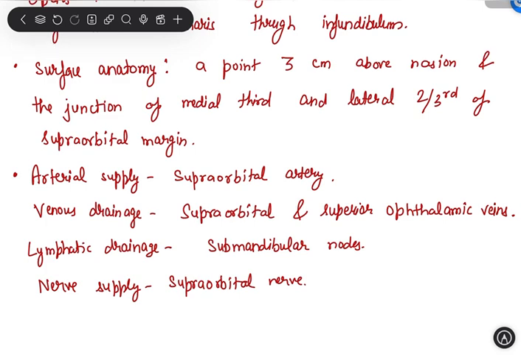So the arterial supply of the frontal sinus is the supraorbital artery and the venous drainage is the supraorbital and superior ophthalmic veins. The lymphatic drainage is to the submandibular nodes and the nerve supply is given by the supraorbital nerve.